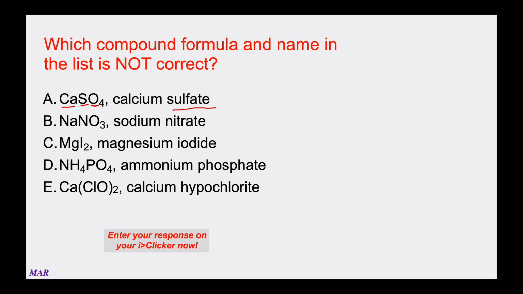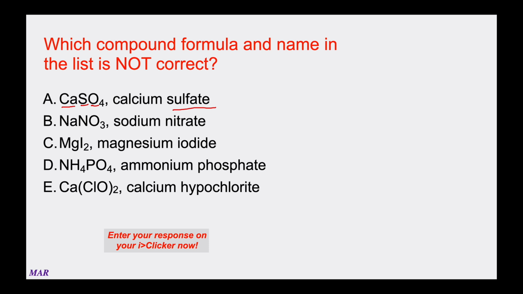Calcium is a group 2 or group 2A metal. It wants to be positive 2. So positive 2 calcium with negative 2 sulfate, they go together 1 to 1. Answer A is okay. It's not a problem. Calcium sulfate is CaSO4.